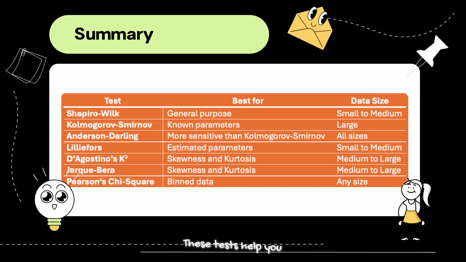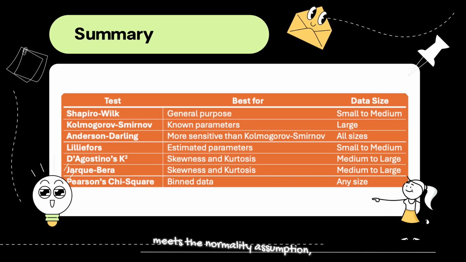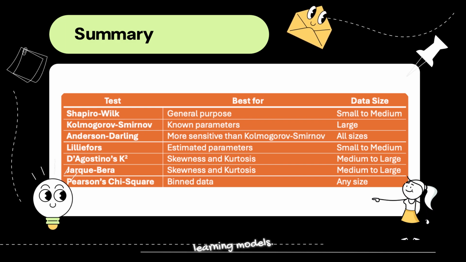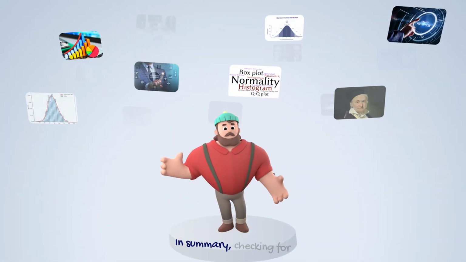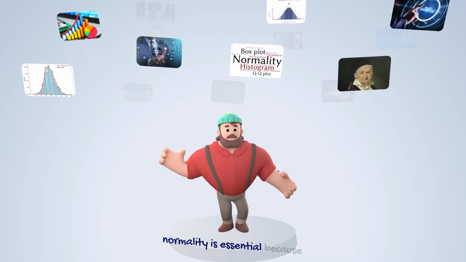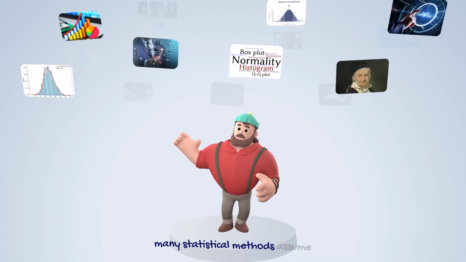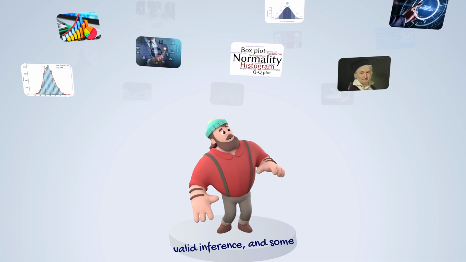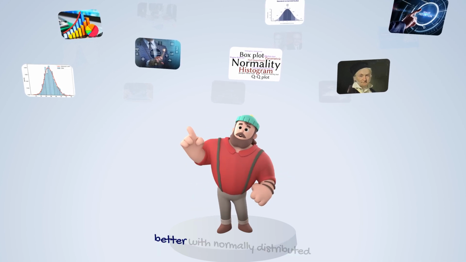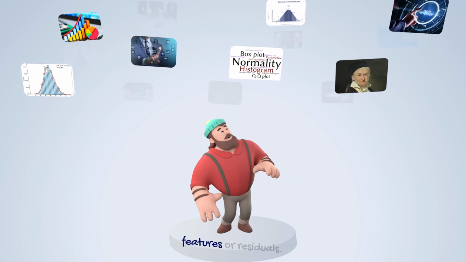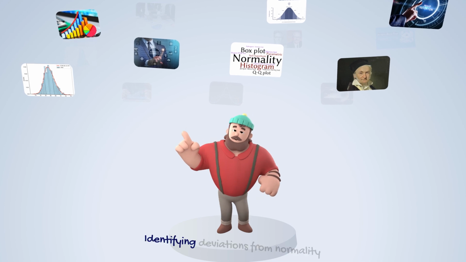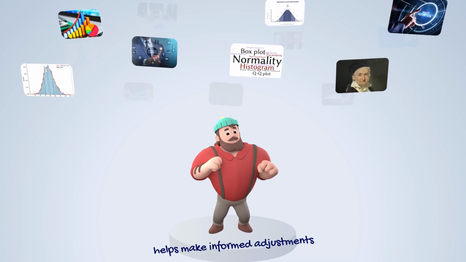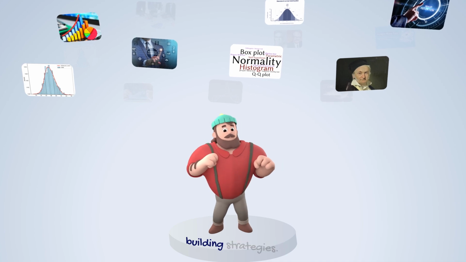These tests help you determine if your data meets the normality assumption, which is crucial for certain statistical and machine learning models. In summary, checking for normality is essential because many statistical methods assume normally distributed data for valid inference, and some machine learning algorithms perform better with normally distributed features or residuals. Identifying deviations from normality helps make informed adjustments to analysis and model building strategies.